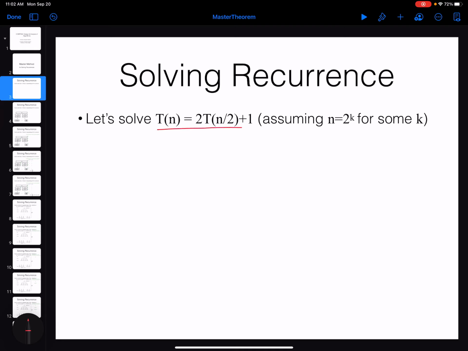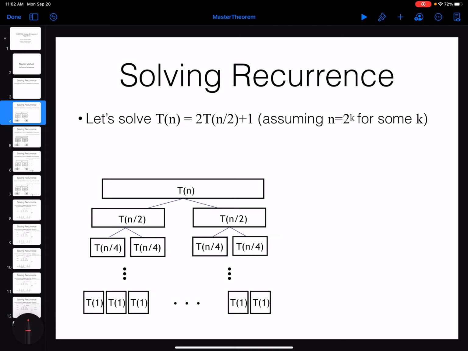In the previous video, we have seen two different methods to solve recurrence relations like this, T of n equals 2T of n divided by 2 plus 1, using the substitution method or using the recursion tree. Here you can actually see the recursion tree for this relation. We have actually seen this example in the previous video. I just thought it's going to be a good review to start the video.